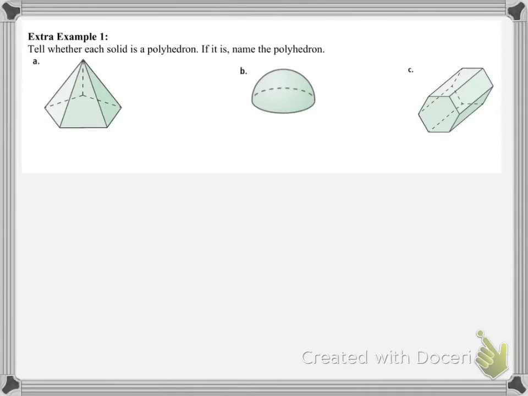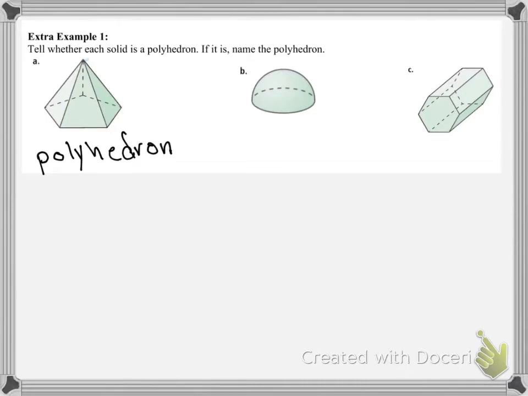Okay. So this first one here, if we notice the base, I can see the base right here. There's the base, 1, 2, 3, 4, 5, a five-sided base. The sides here are these triangles. So to me, that is a polyhedron. Because, oh, I'm having a hard time spelling today, guys. Polyhedron.